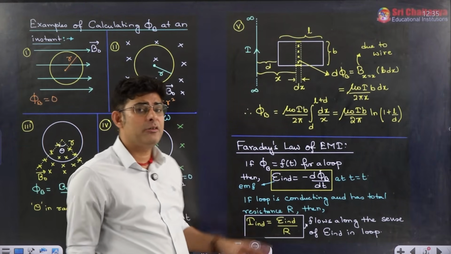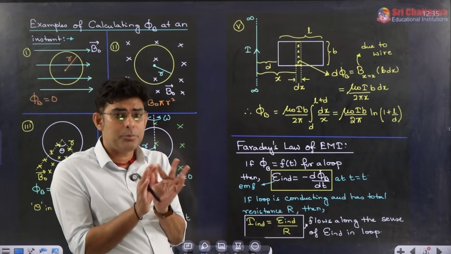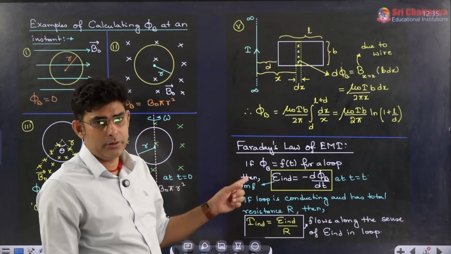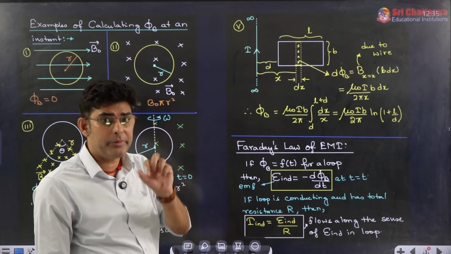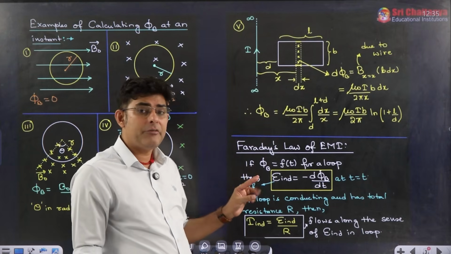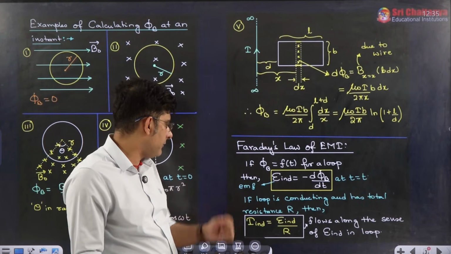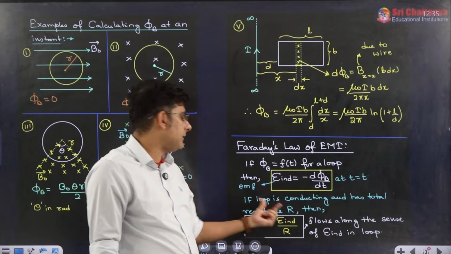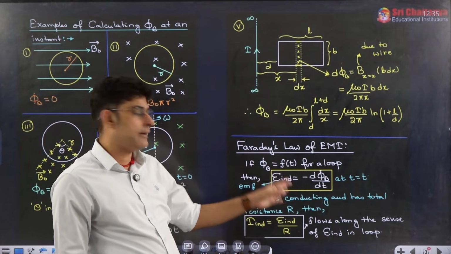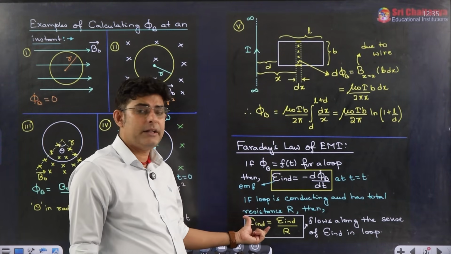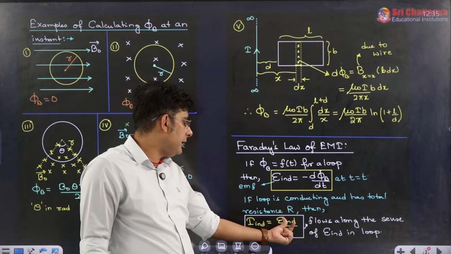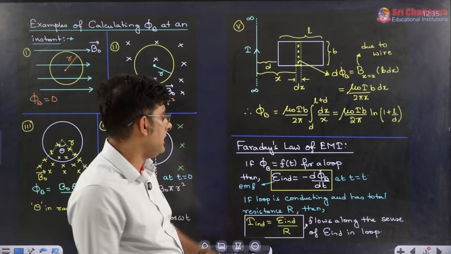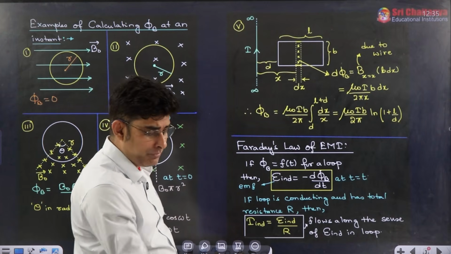Now, this EMF is not induced as a voltage or potential difference. It is actually induced in the entire loop, and not between two points. We don't define terms like potential here. I have explained that later also. If the loop is conducting and has total resistance R, they will ask what is the induced current in the loop. So I will say induced EMF divided by resistance, and the current will flow in the same sense as the EMF induced in the loop.